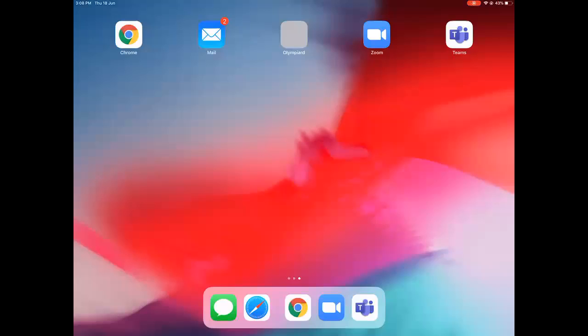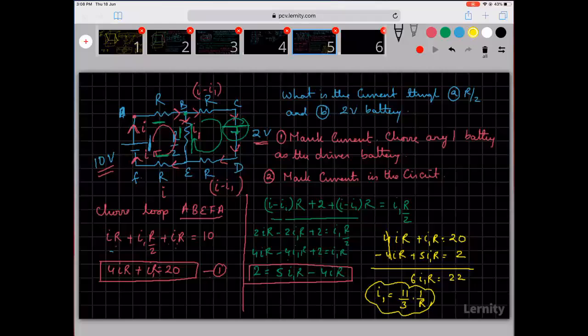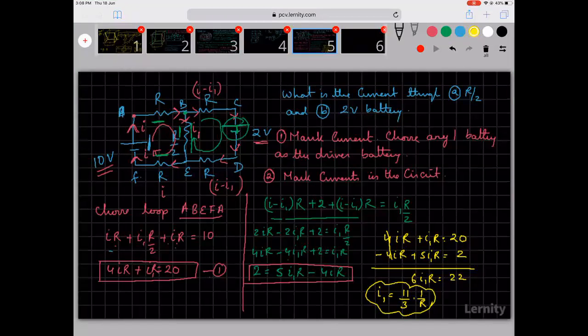So we don't take the 2-volt battery as the driver battery because that's a smaller voltage. Always the larger voltage will be the driver battery. It seems I didn't multiply a 2, so there is an issue in whatever I did. Please rectify it. Don't blindly copy.